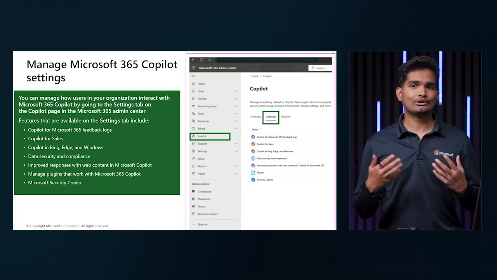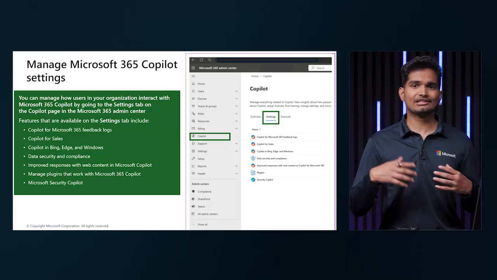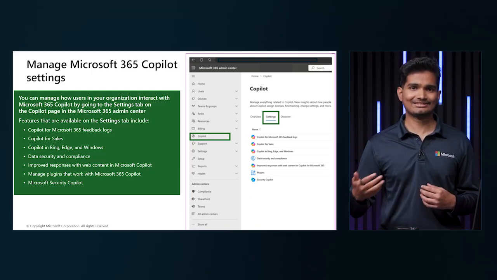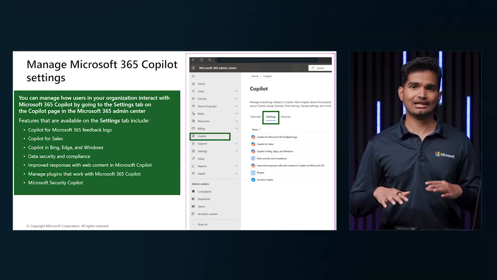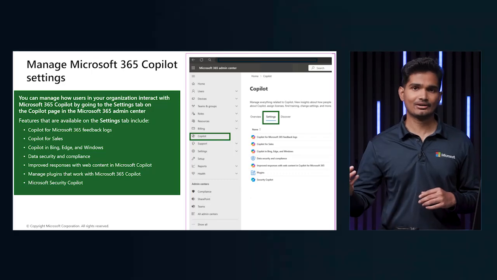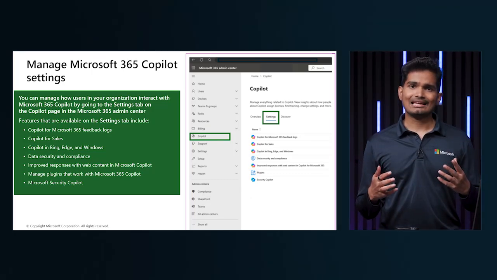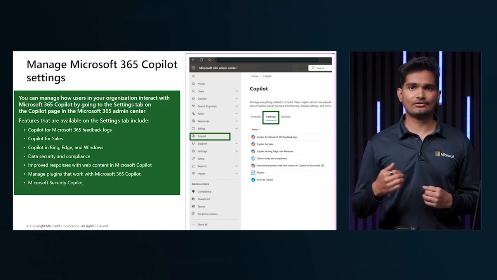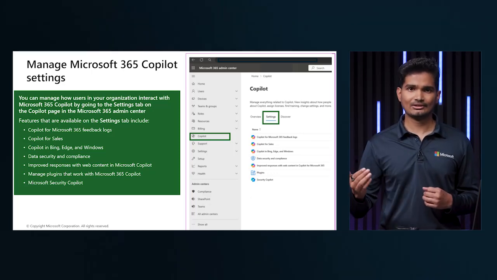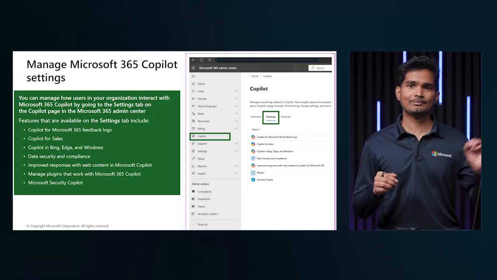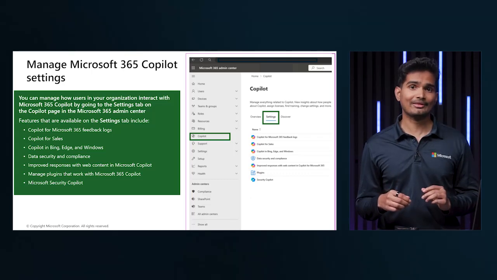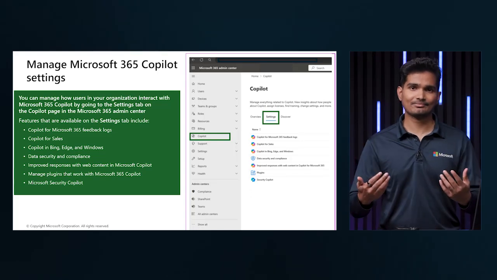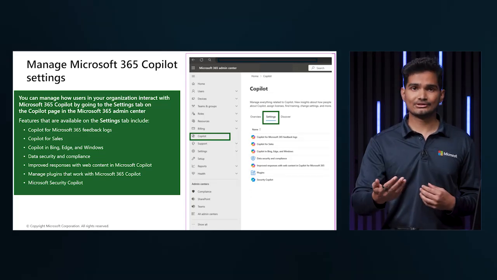You can manage how users in your organization interact with Microsoft 365 Copilot by using the Settings tab on the Copilot page in M365 Admin Center. It supports the following settings: Copilot for Microsoft 365 feedback logs. This is where users can submit feedback logs on behalf of others when they encounter issues and cannot send feedback logs themselves.